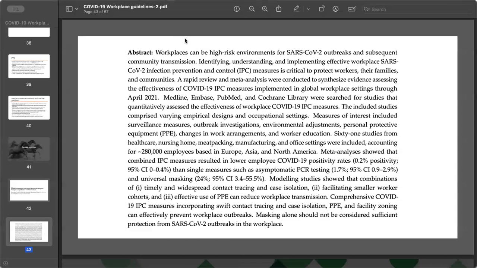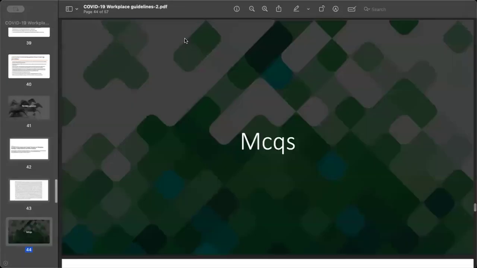Modeling studies show that a combination of timely and widespread contact tracing and case isolation, facilitating smaller worker cohorts, and the effective use of PPE can reduce workplace transmission. Comprehensive COVID-19 IPC measures incorporating swift tracing and case isolation, PPE, and facility zoning can effectively prevent workplace outbreaks. Masking alone should not be considered sufficient protection from SARS-CoV-2 outbreak in the workplace.